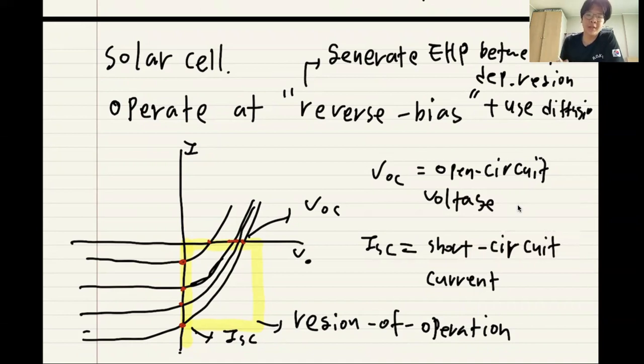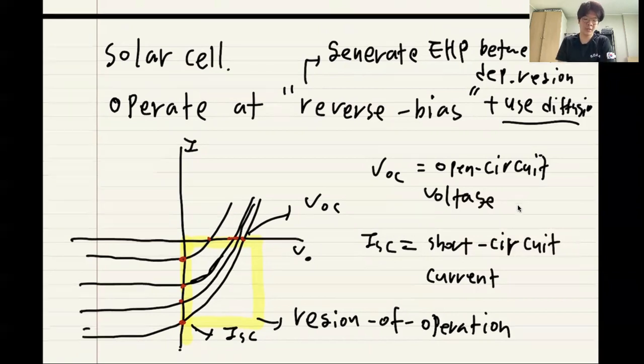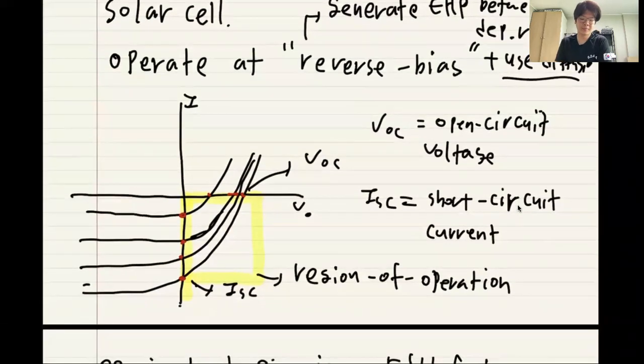So after that, by diffusion, carriers move and generate current, which converts light energy to electrical energy. So solar cells would operate in the negative bias or reverse bias region. So you can see that the currents are in the same direction as in the reverse bias region.